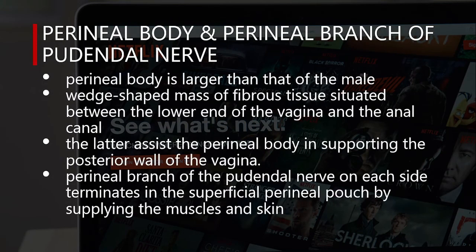So perineal body and perineal branch of the pudendal nerve. The perineal body is larger than that of the male, and it is a wedge-shaped mass of fibrous tissue situated between the lower end of the vagina and the anal canal, and the latter assists the perineal body in supporting the posterior wall of the vagina. And the perineal branch of the pudendal nerve on each side terminates in the superficial perineal pouch by supplying the muscles and skin.